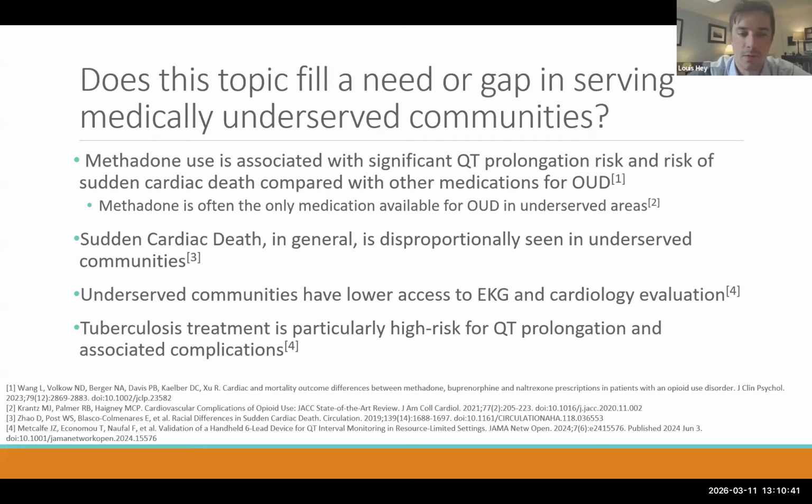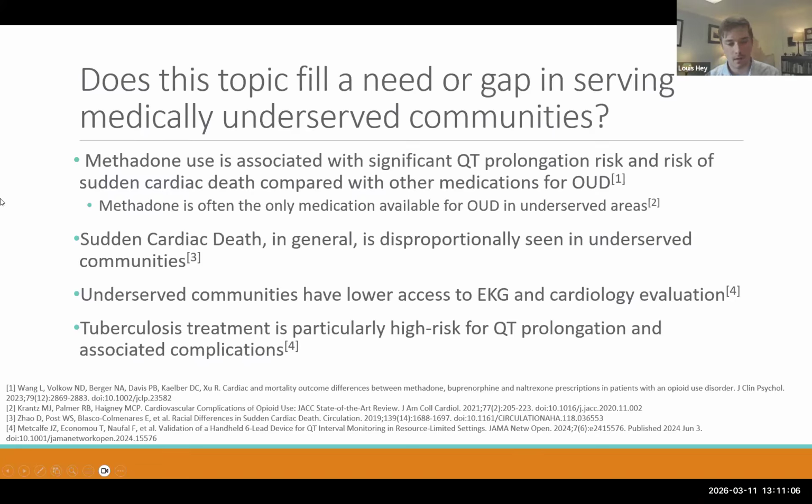Methadone is a very high risk medication, as I've talked about, and methadone is disproportionately used in underserved areas. People that live in underserved areas and are of underserved populations disproportionately get methadone instead of Suboxone, and they are therefore at greater risk of QT prolongation and torsades.